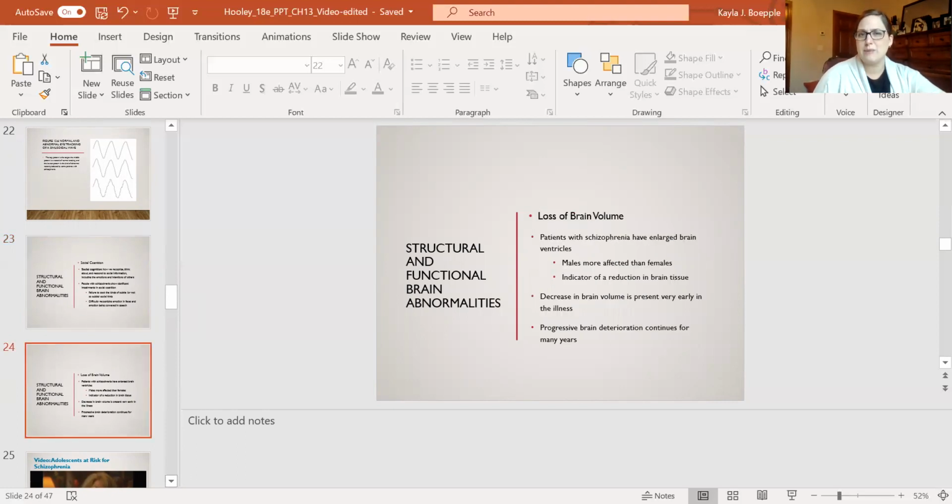It has also been shown that people with schizophrenia can have loss of brain volume. So patients with schizophrenia typically have enlarged brain ventricles. We see it in males more than females, and that is an indicator of reduction in brain tissue.